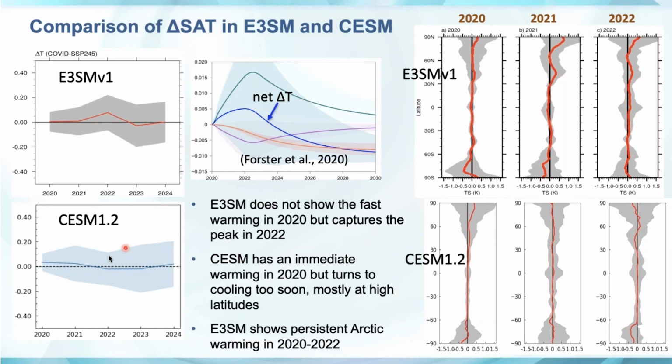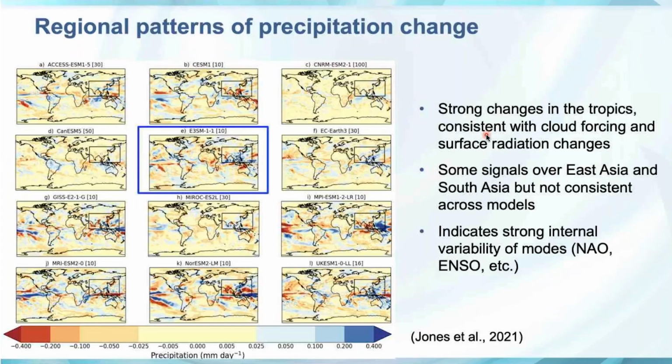And for CESM, if you look at the zonal means, the CESM cooling change is mostly in the high latitudes. But in E3SM, if you look at the Arctic temperature response, the warming persists for all 3 years. That's very different between the two models.